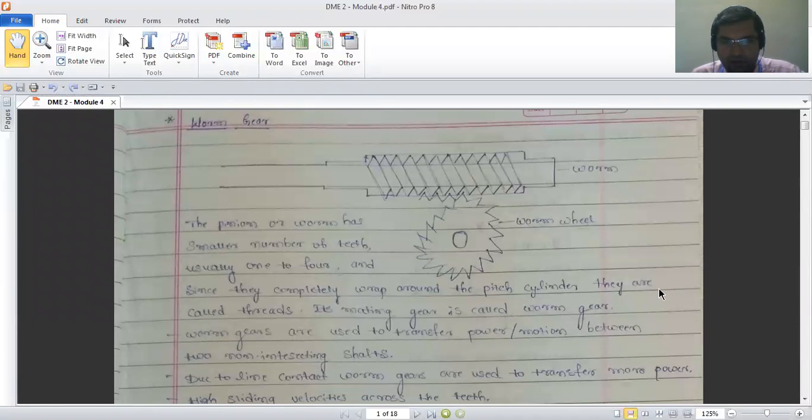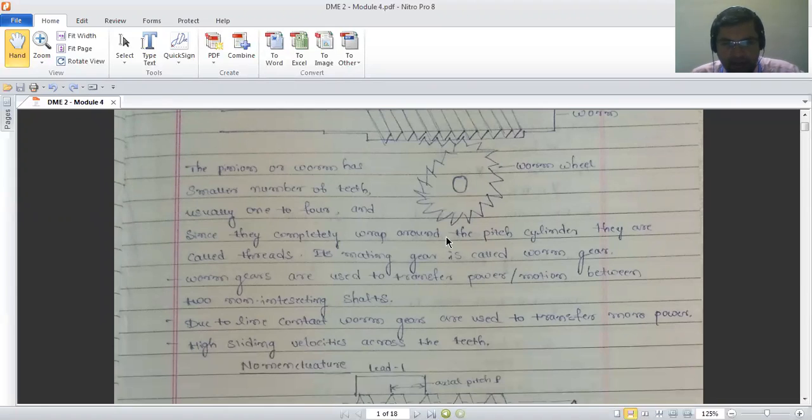The pinion or a worm, this is called as a pinion, has a smaller number of teeth, usually 1 to 4 and 8. Since they completely wrap around the pitch cylinder, they are called as threads. Its mating gear is called as a worm wheel. In the figure it is shown. The worm gears are used to transfer power or a motion between two non-intersecting shafts.